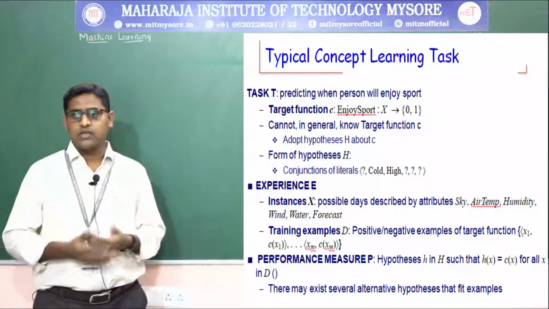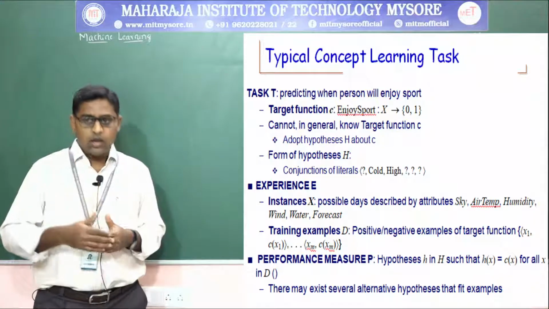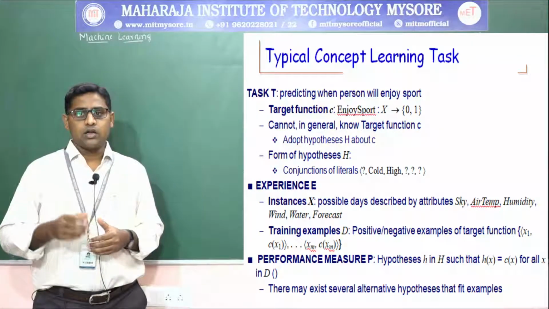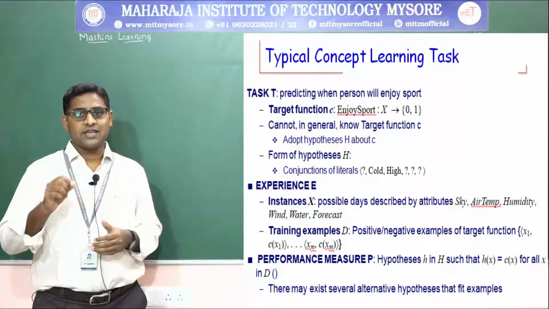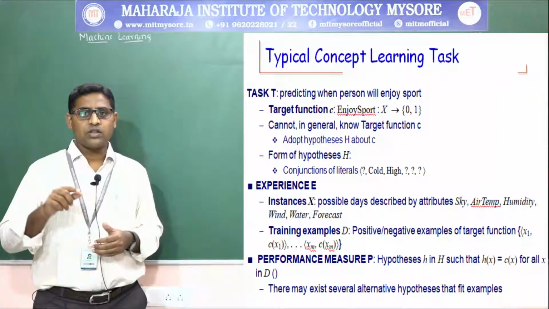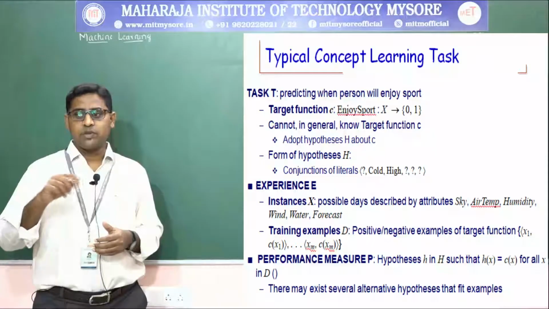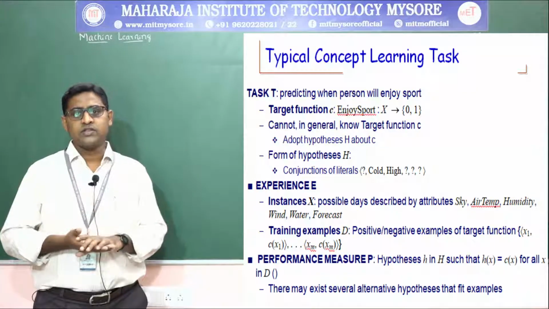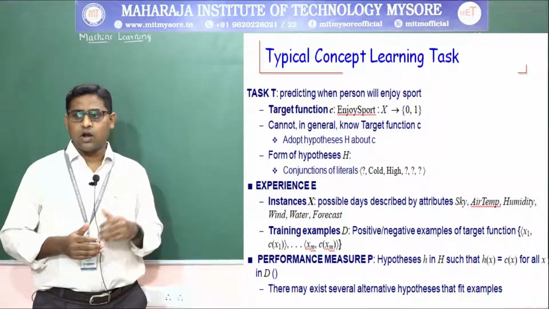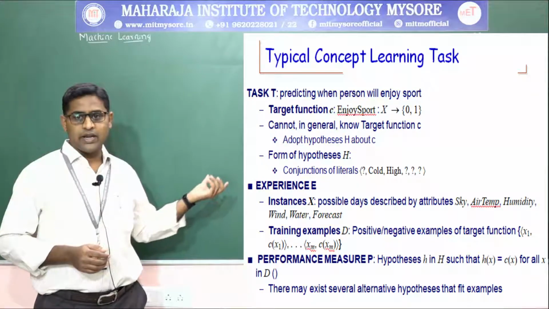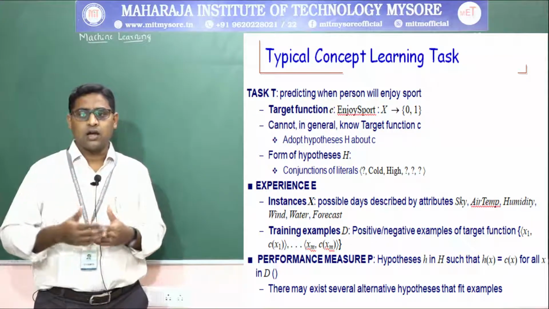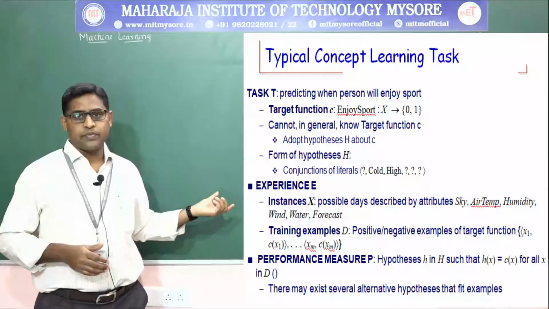Last thing is performance measure. So performance measure P is how you measure the performance of a hypothesis. So hypothesis is small h in the big H. So small h in the capital H is the hypothesis out of all those hypotheses such that h of x is equal to C of x, that is, the hypothesis of instance x is equal to the concept learning of the instance x for all the instances in the given data set D. So there might be several alternative hypotheses that best fit these examples.